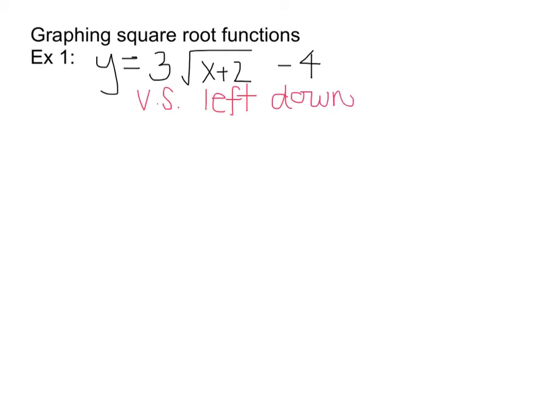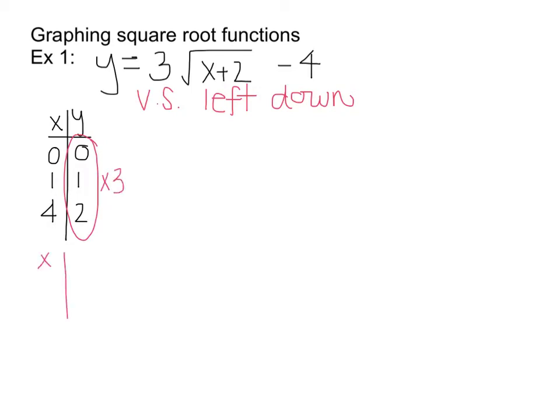So vertical stretches, remember, take your y values and you multiply it by that. So 0, 0, 1, 1, 4, 2. So I take my y values and I multiply them by 3. So I get still 0, 0, 1, 3, and then 4, 6.